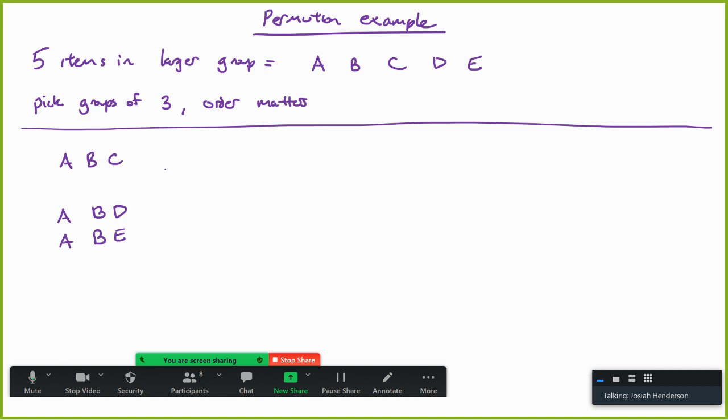Okay, so here's the first list of just starting with A and B: A, B, C, A, B, D, A, B, E. And then we'll switch over since we've exhausted the list that starts with A and B. So what about A and C? A, C, B, A, C, D, A, C, E.